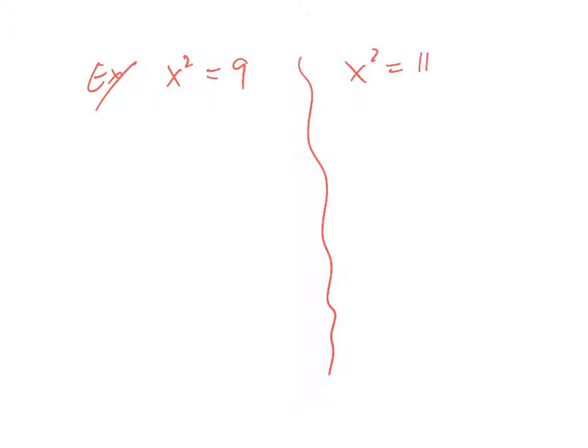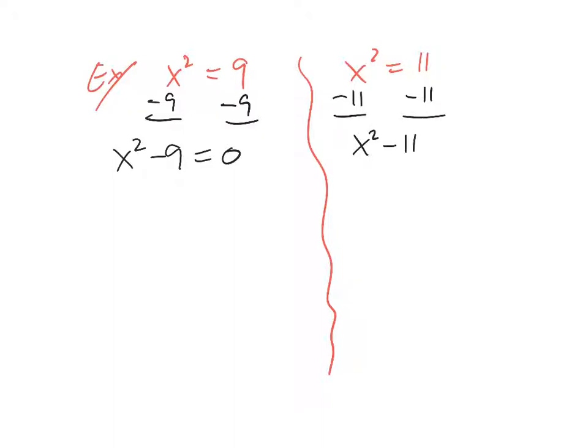Okay, so based on what we know, we could go ahead and subtract 9 from both sides, and we end up with x squared minus 9 equals 0. And on this one, we could subtract 11 from both sides, and we end up with x squared minus 11 equals 0. Well, this one's nice because it factors nicely. We're left with x plus 3 and x minus 3.